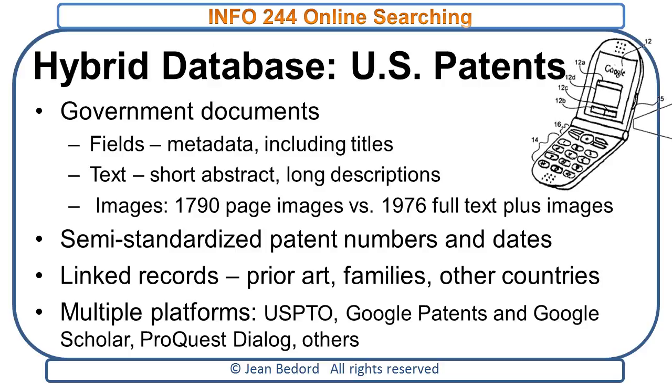A patent application also has links to other patents, which can be prior art, patent families, or applications filed in other countries. These relationships can be quite complex, which is why patent searching is a specialty. Patents are available on multiple search engines, each with different features. Interestingly, the examiners at the Patent Office prefer the powerful search engine provided by ProQuest Dialog over their own search engine.